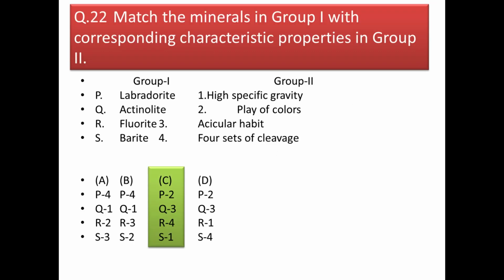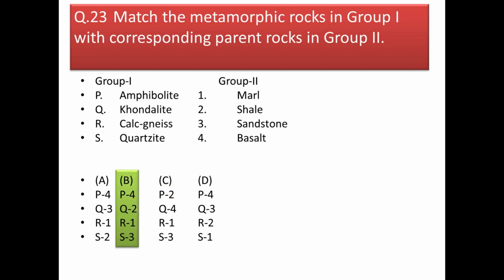Next question. Match the minerals in group 1 with their corresponding characteristic property in group 2. So labradorite shows play of color, actinolite has acicular habit, chlorite shows 4 sets of cleavage, and barite is of high specific gravity. Okay. Next question.